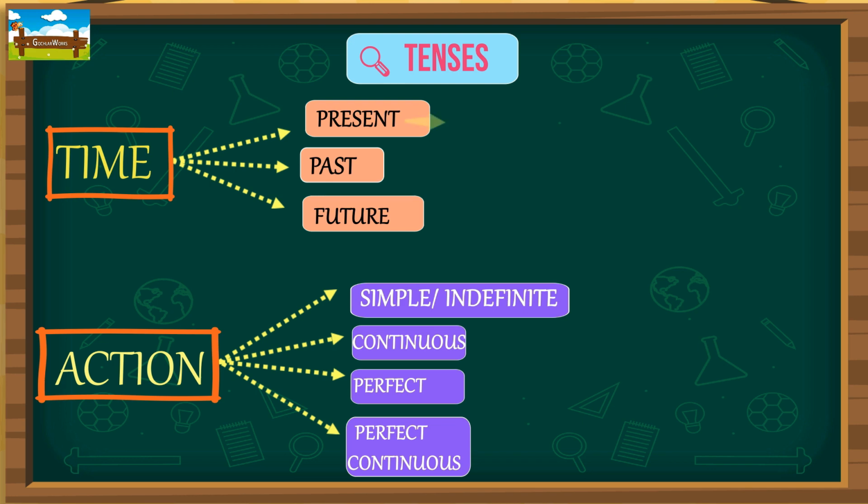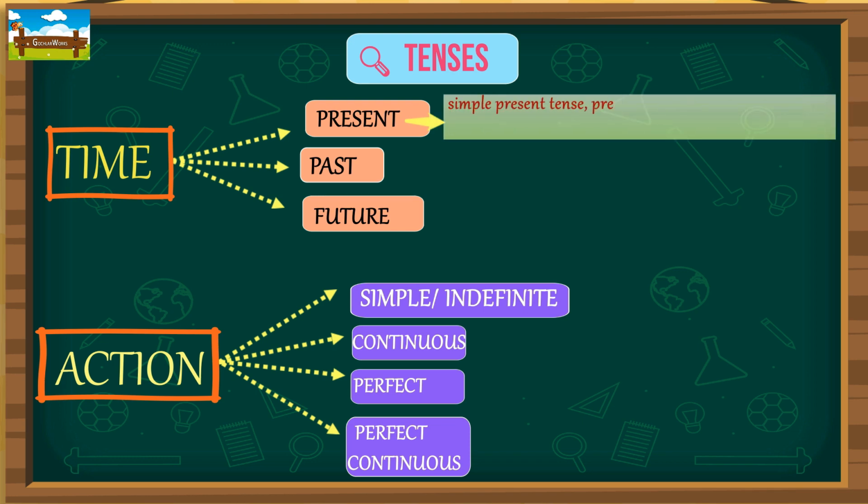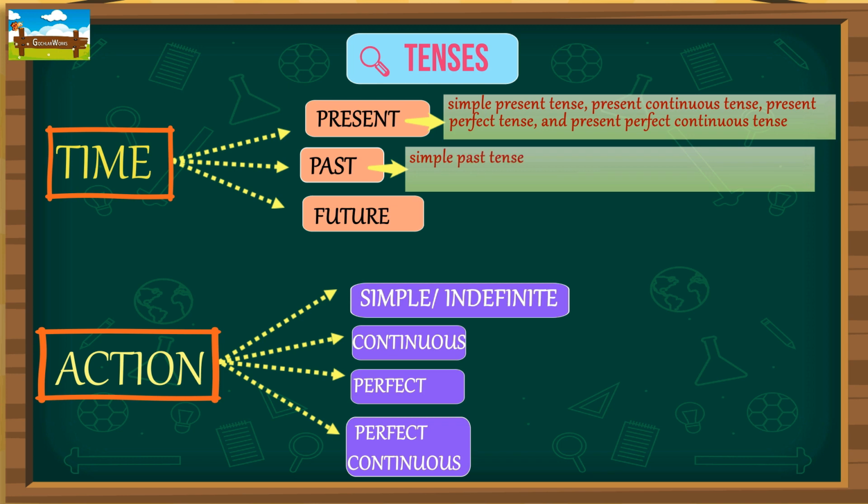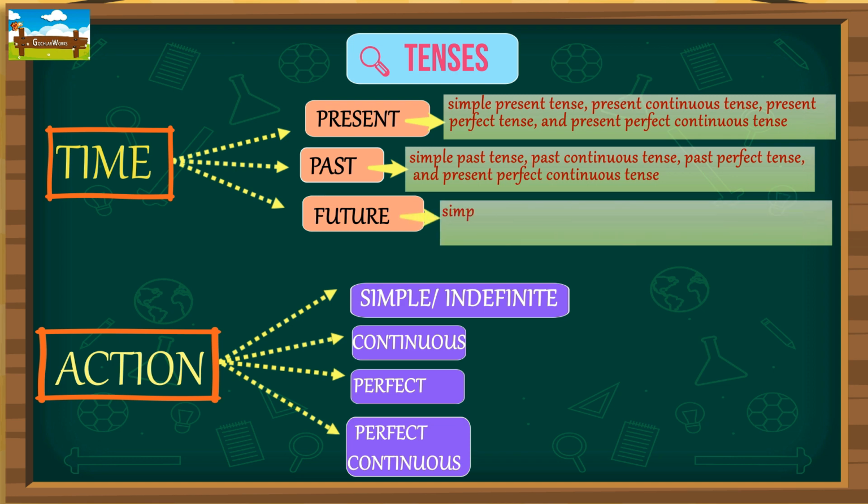Let's start by carefully exploring the present tense, which also has four types: simple present tense, present continuous tense, present perfect tense, and present perfect continuous tense. Similarly, the past tense comes in four flavors: simple past tense, past continuous tense, past perfect tense, and past perfect continuous tense. And, of course, the future tense also has its four types: simple future tense, future continuous tense, future perfect tense, and future perfect continuous tense. So, let's understand each of these in detail.